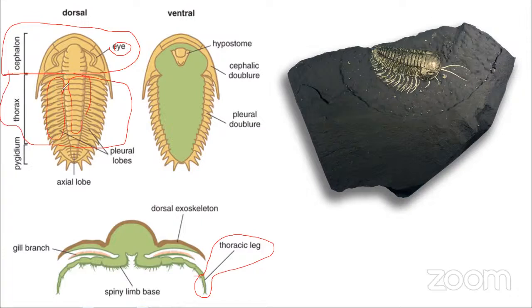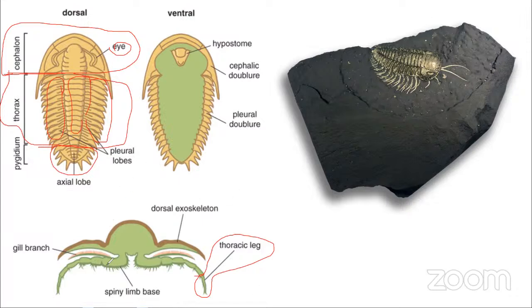And then we have pleural lobes on either side. So the pleural lobes, pleura is kind of like lungs. This is where you're going to have the gills of the trilobite. And then we have this pygidium at the back. So this is the tail structure essentially. Oh, and that central lobe is called the axial lobe. Axial is like a term of position here.